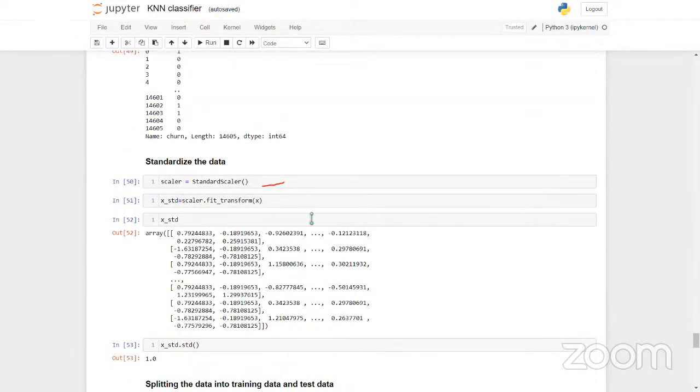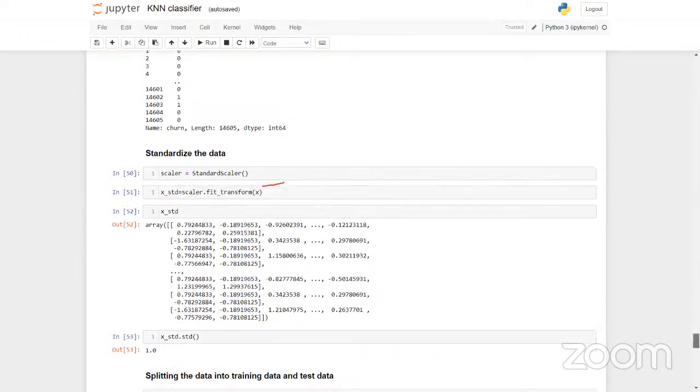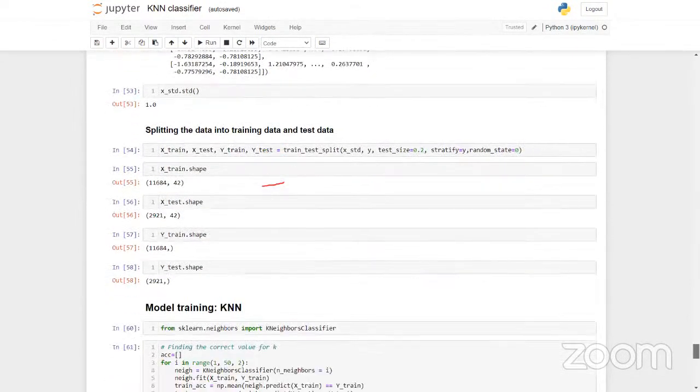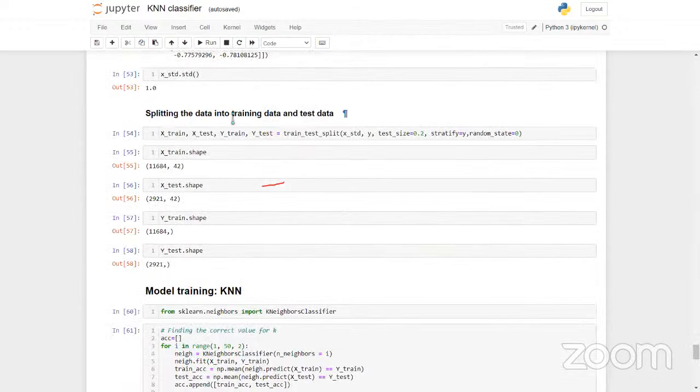Then also we are standardizing our data. The input values, we have standardized it. And then we are splitting the whole data into train and test data sets. So we will get a total of 4 data sets, 4 divisions: X train, X test, Y train, Y test.